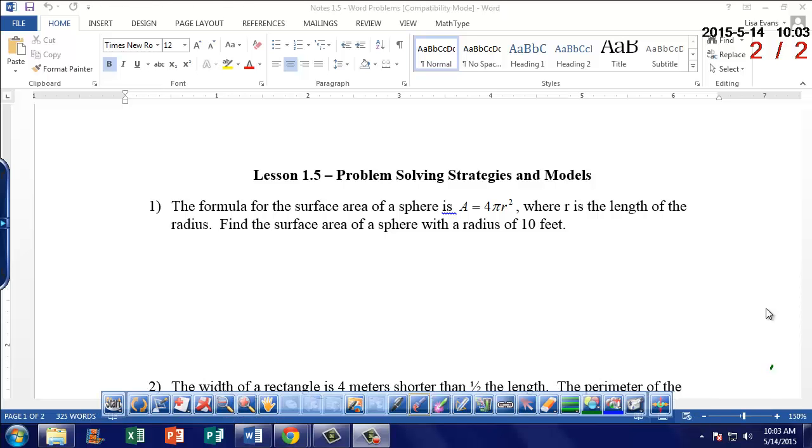Hello, today is our last lesson of Unit A. We are going to do word problems with the three sections, lesson 1.5, 1.6, and 1.7.